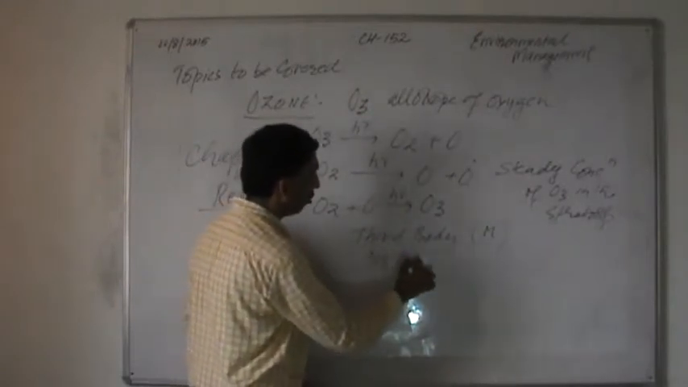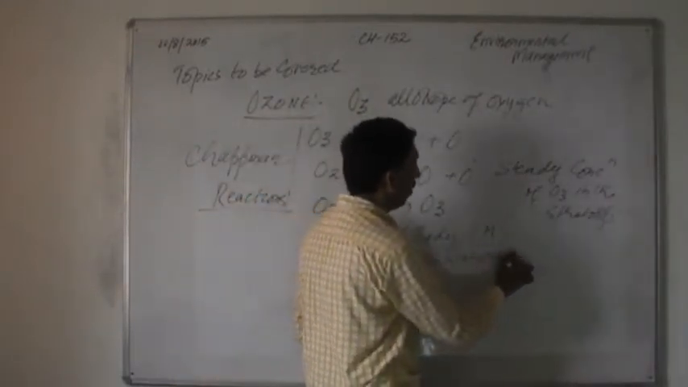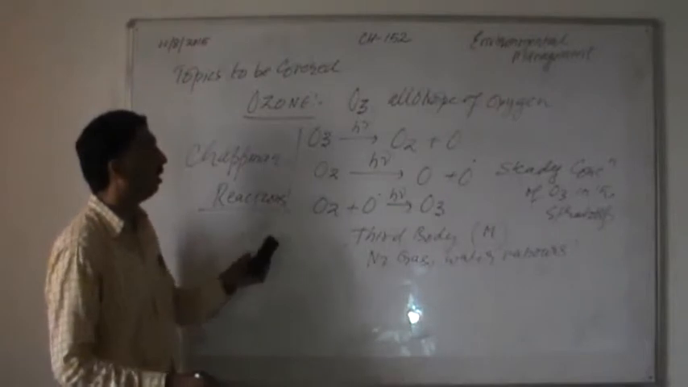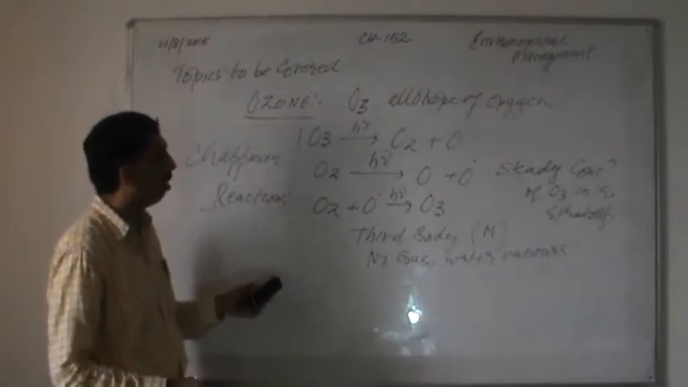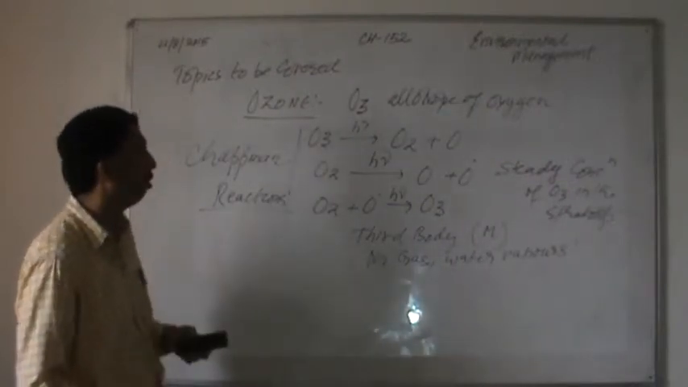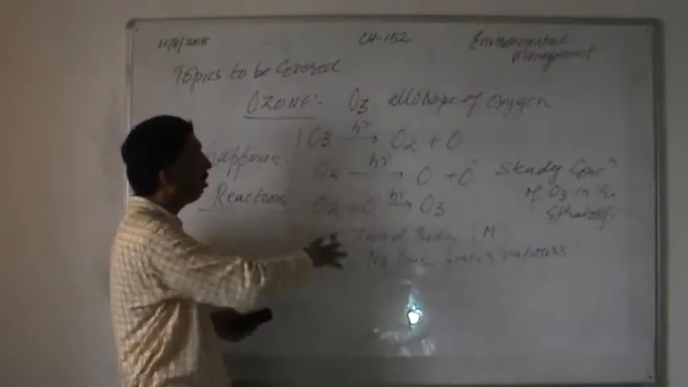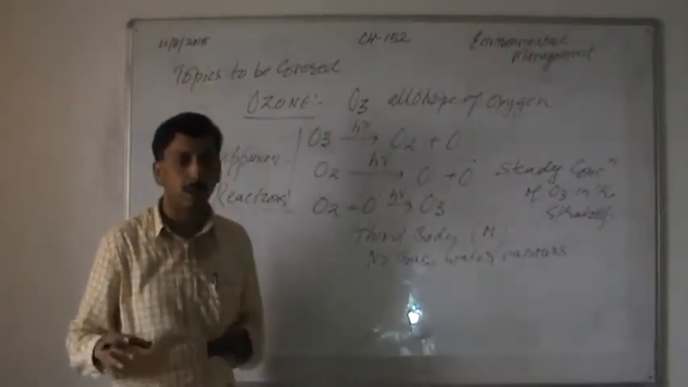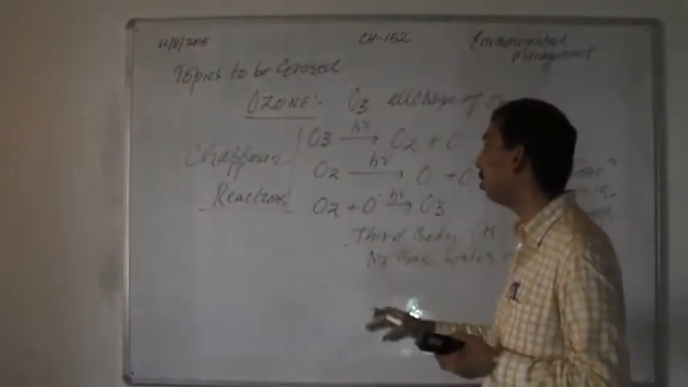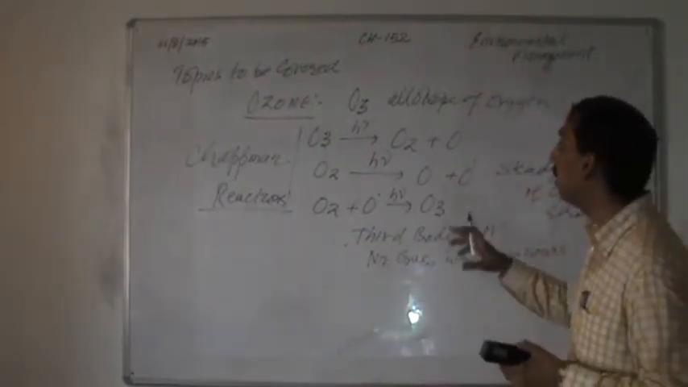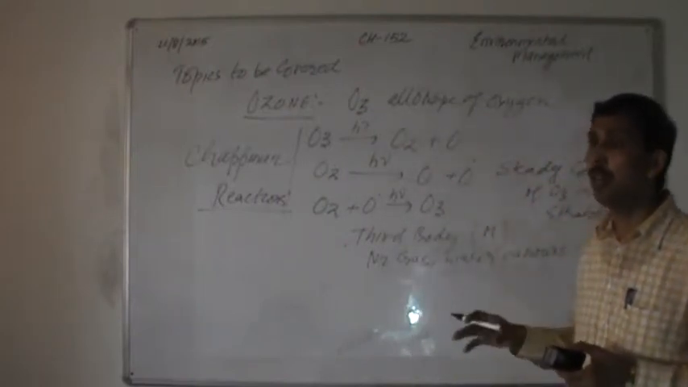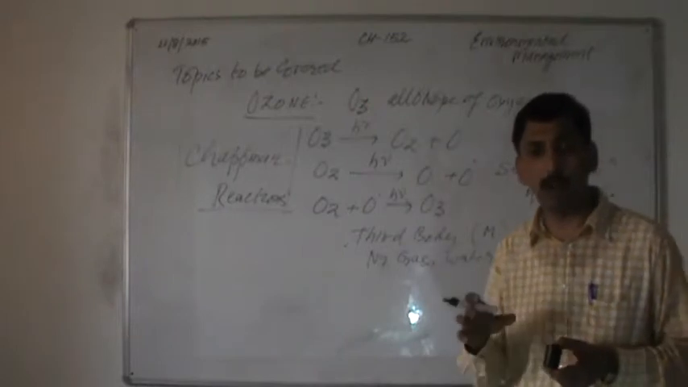What is the third body? Sometimes nitrogen gas, sometimes water vapor, takes away the heat which is liberated due to these reactions. That is, the third body is responsible for taking away the heat liberated due to the formation of ozone. Therefore, these reactions result in the steady concentration of ozone in the stratosphere, known as the Chapman reaction. But nowadays, the breaking of ozone is much faster than its formation, and this phenomenon is known as depletion of the ozone layer.